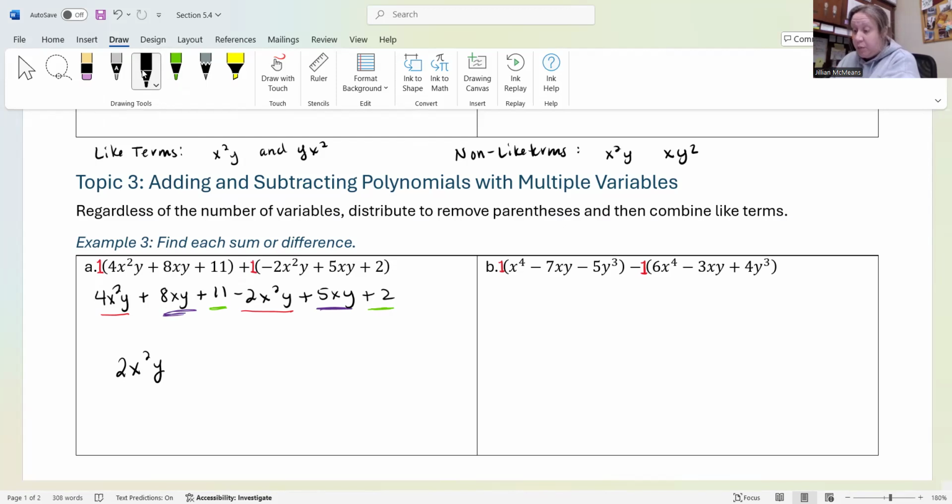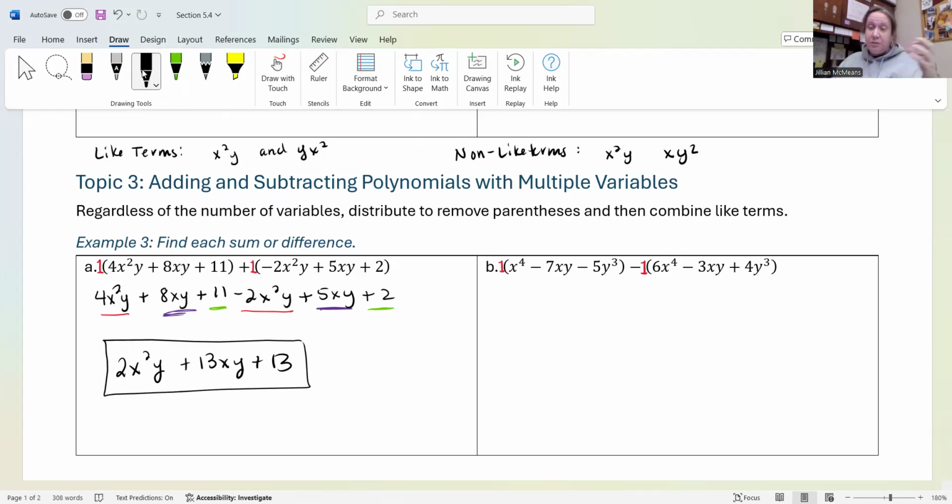Next, we move to the purple underlined terms, which have an xy factor. So 8xy plus 5xy is just 8 plus 5, or 13xy. And then 11 plus 2 is just 13. So there you have it. You want to know that you have at most one of each type of variable term, okay?